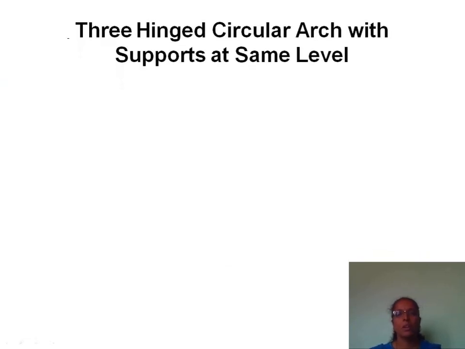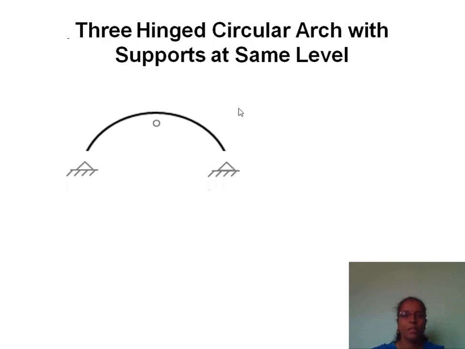So, in the last session, we discussed three-hinged arches, and today we will continue with the three-hinged circular arch which supports at the same level. Let us consider a segmental arch with A, B, C as the hinges. It is hinged at A and B at the springing level and C at the crown. So it is hinged at the three points.